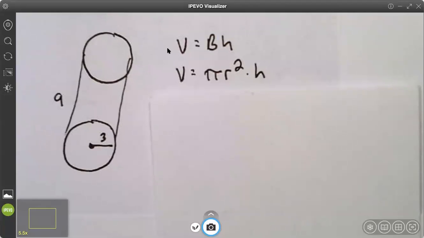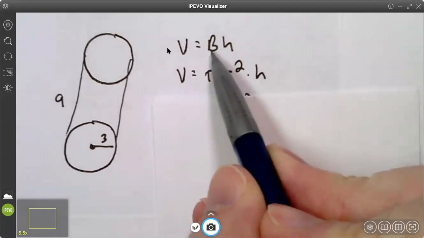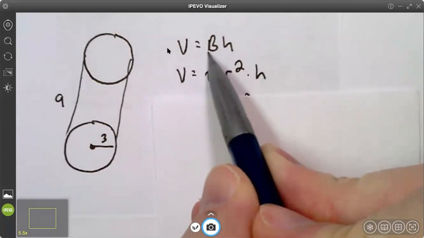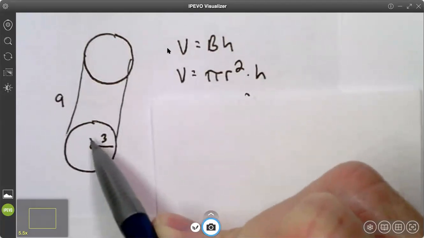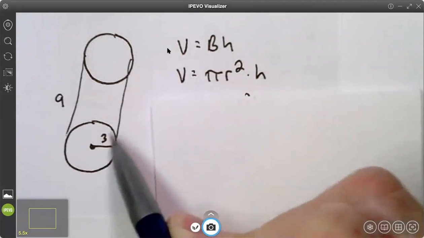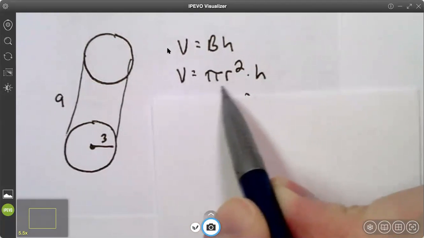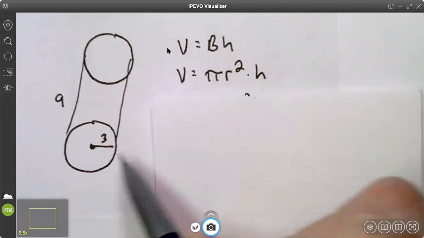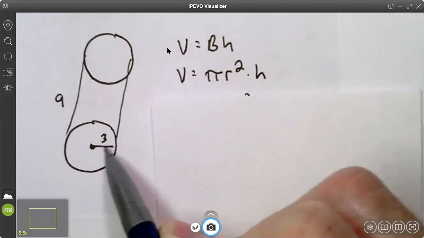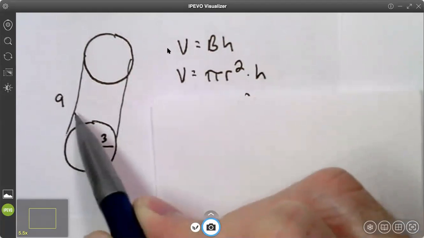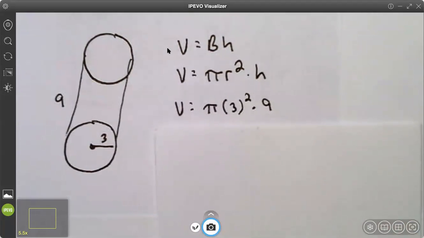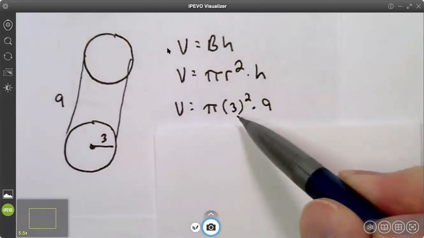Here we have a circular prism, also known as a cylinder. So big B on a cylinder is a circle. So I have to replace big B with pi r squared. So I need two things. The radius, halfway across the circle, is 3, and the height of the prism, in this case, is 9. Plug those in. You do have to follow order of operations here.